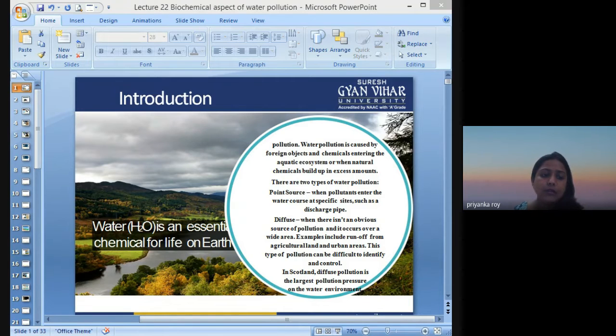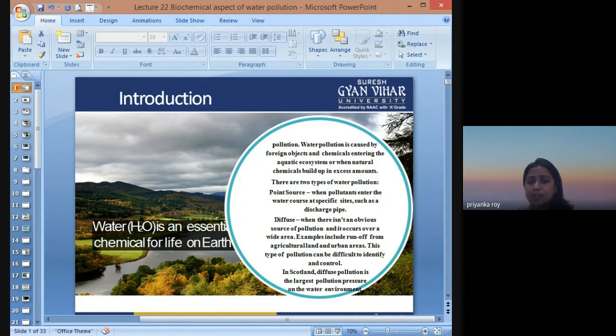So when we are talking about water pollution, the aquatic ecosystem gets disrupted when natural and chemical substances build up in excess amounts. And there are two types of water pollution. That is point source water pollution, when the pollutant enters the water at a specific site, such as a discharge pipe, or a point of discharging the waste material into the water source.